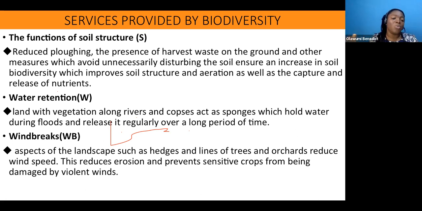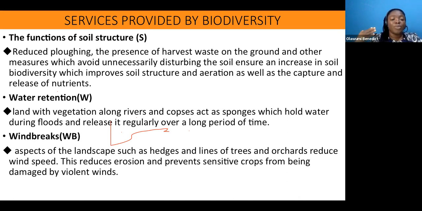Then we have W, which is water retention. Land with vegetation along rivers and crops acts as a sponge which holds water during flood and releases it gradually over time. So when we have water retention areas, they hold the water. That's also when we plant trees around these water retention areas. The trees have roots that travel so deep, and during the season when we do not have rain, the roots of these trees travel deep down and take the water up to the surface level, which is also available for other plants that we have on the farm.